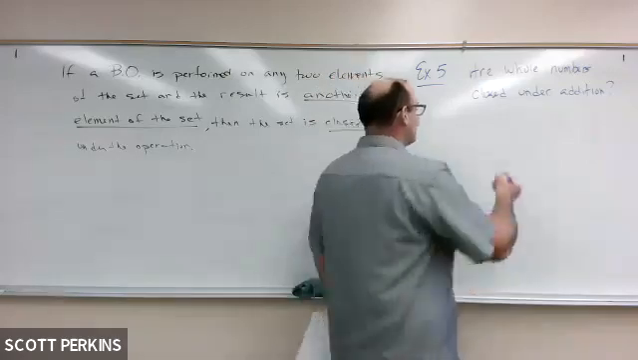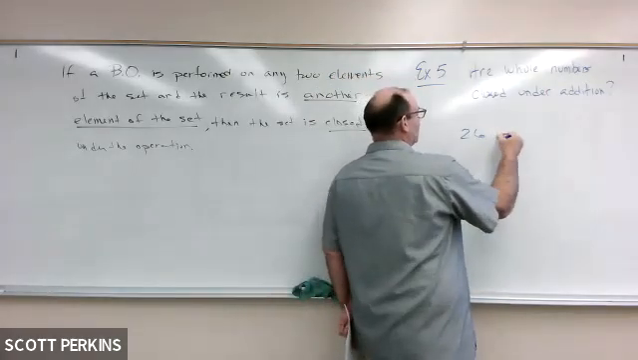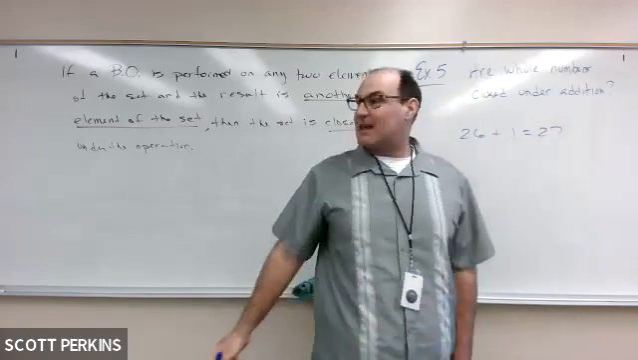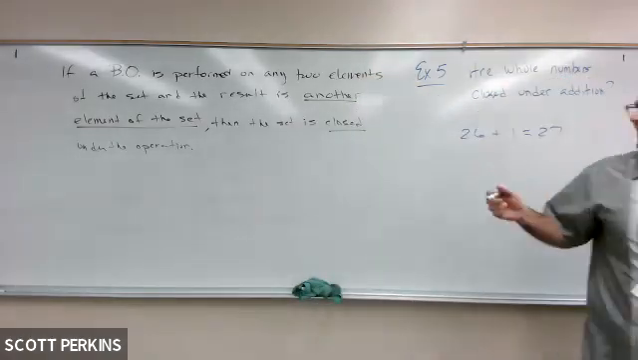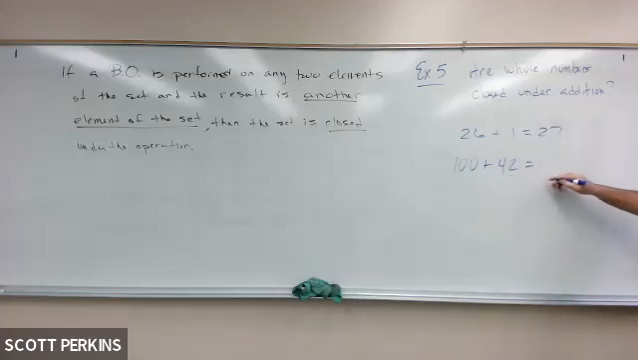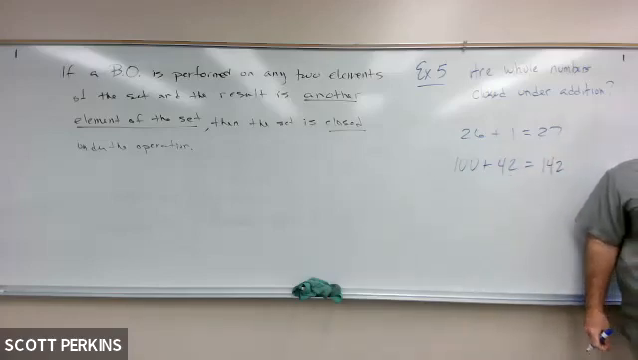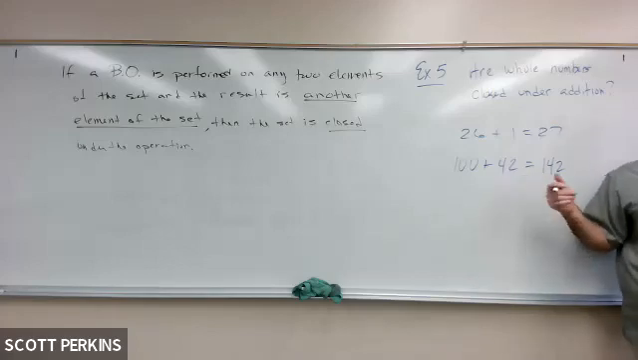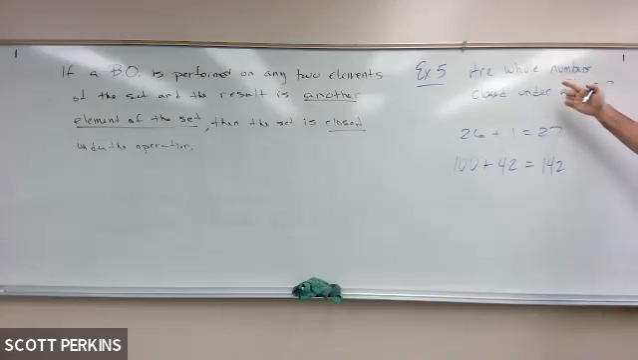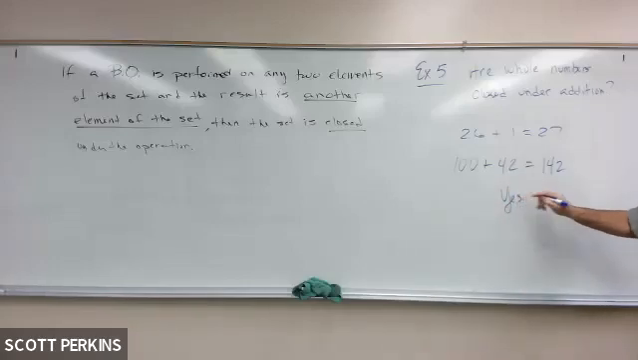So somebody give me a whole number. 26, and then I heard a 1. What's 26 plus 1? Is 27 a whole number? Yes, it is. Okay, let's try again. Let's say that I have 100 plus 42. That's 142. I'm never going to have a situation where I get a decimal or a fraction when I add two whole numbers together. So the question, are the whole numbers closed under addition? And the answer is going to be yes. Any two whole numbers I pick, when I add them, I get another whole number.